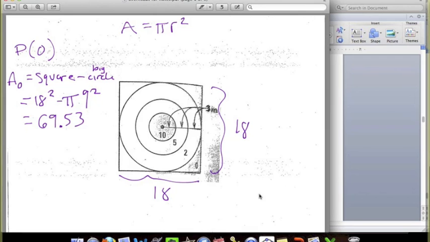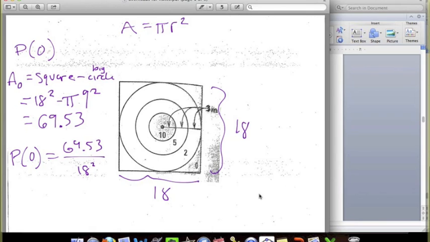That is the area of the zero space. To find the probability of the zero space, we need to take the zero space divided by the total space. What would the total space be? 18 times 18, the square. So we're going to do our answer that we got divided by 18 squared.